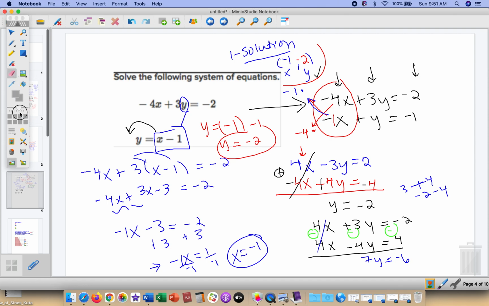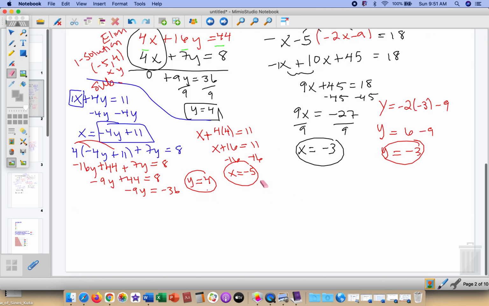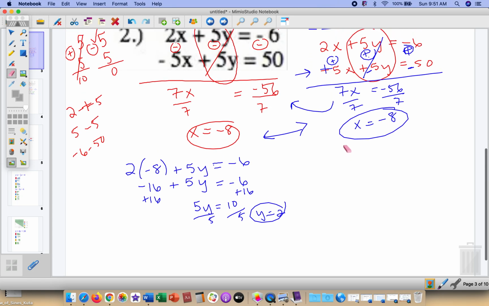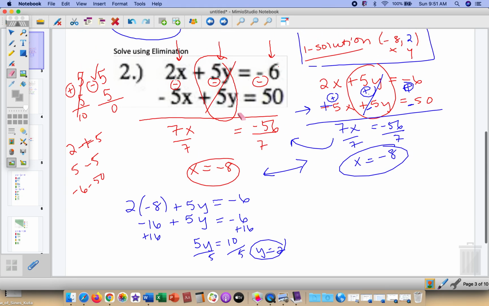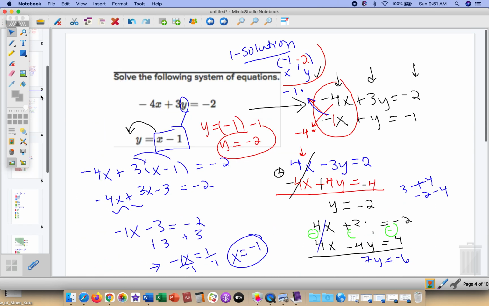I'm going to retry that. Something didn't look right, because I know y should be negative 2. Let's find that.